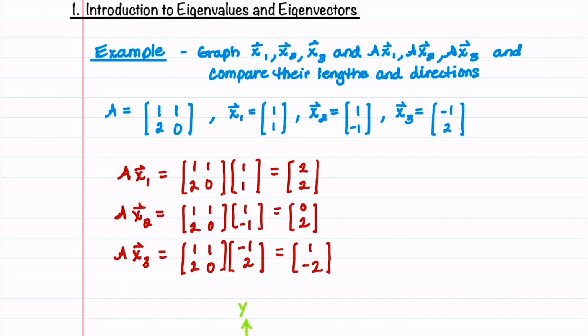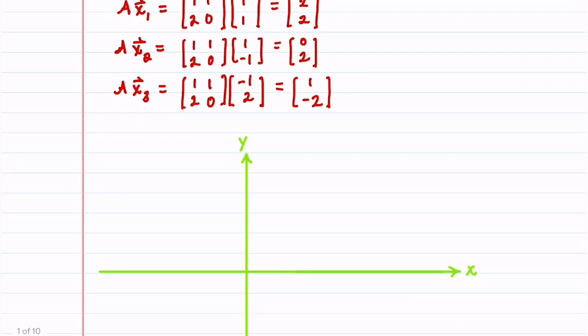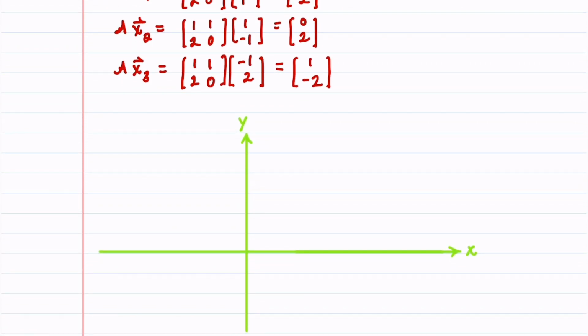Let's now plot x1, x2, and x3 along with these 3 vectors that we just calculated. We'll plot x1, x2, and x3 first. x1 is [1, 1], and looks like this. x2 is [1, -1] and looks like this. Our last one is x3. It's equal to [-1, 2], and it looks like this.